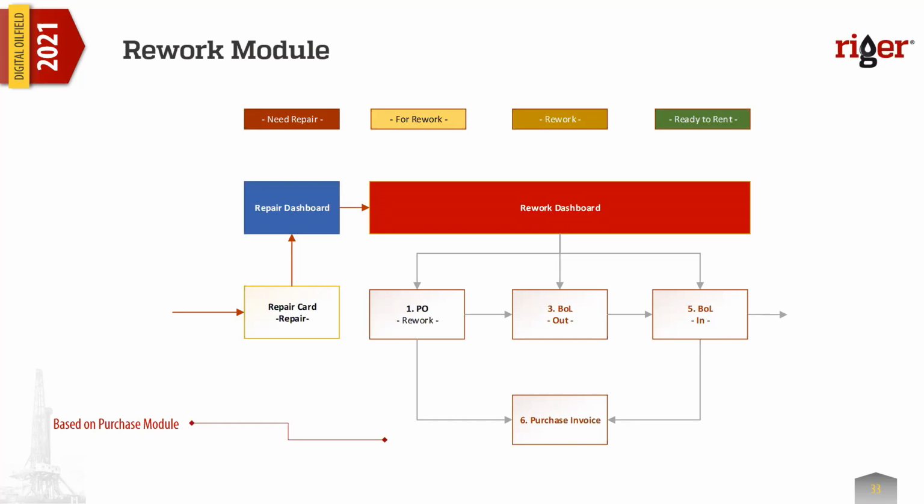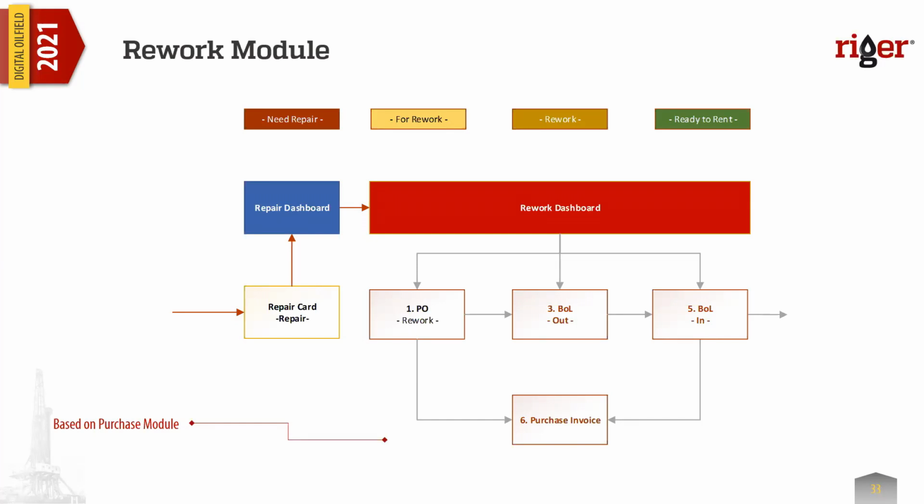Then you have the bill of lading out document when you release your equipment from your warehouse and it will be assigned to the repair shop location. So you will see that in the different location and not available for the client's jobs.